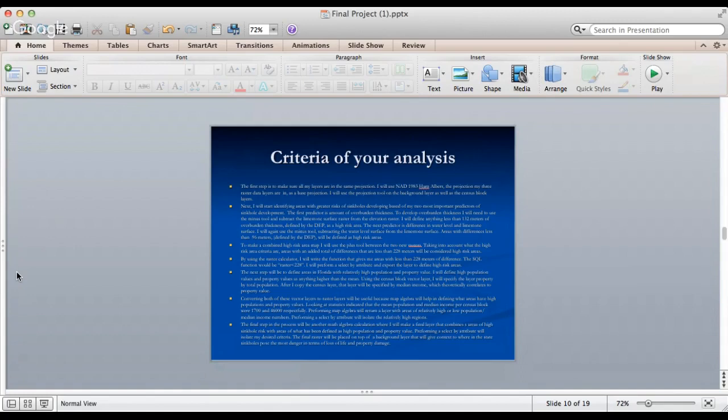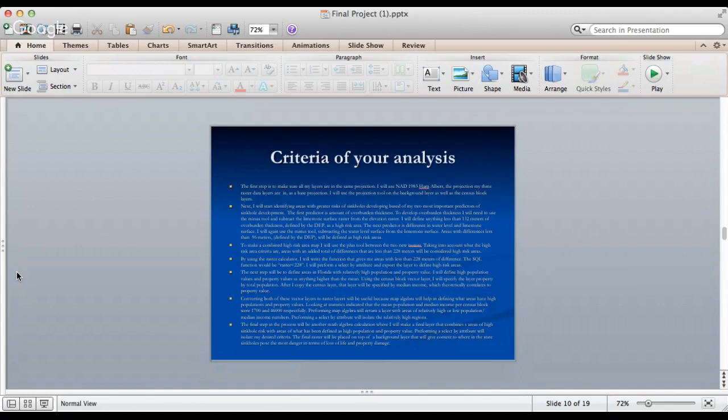To produce overburden thickness, I will need to use math, in this case, the minus tool. Subtracting the limestone surface from the elevation surface, we will return the amount of thickness between these two layers. In our new layer, I will define anything less than 133 meters of overburden thickness, as defined by the Department of Environmental Protection, as a high-risk area.